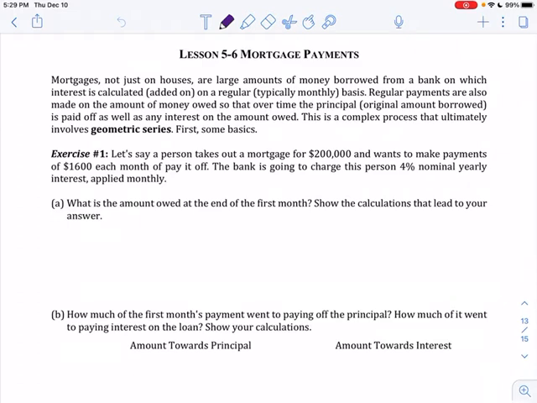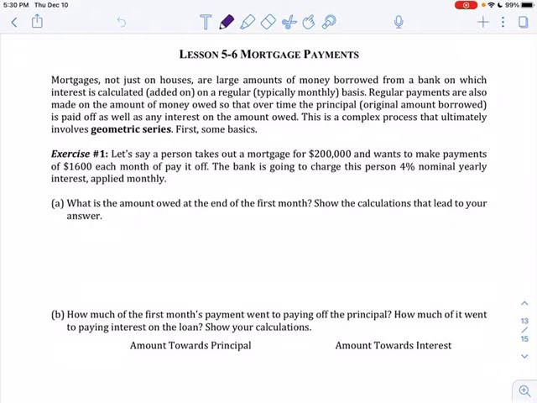And regular payments are also made on the amount of money owed so that over time the principal, and that's the amount of money that's originally borrowed, is paid off as well as any interest that's owed. So it's kind of a complicated process, but it does involve a geometric series, which is why we're doing it here. So let's just look at the basics of how a mortgage works.